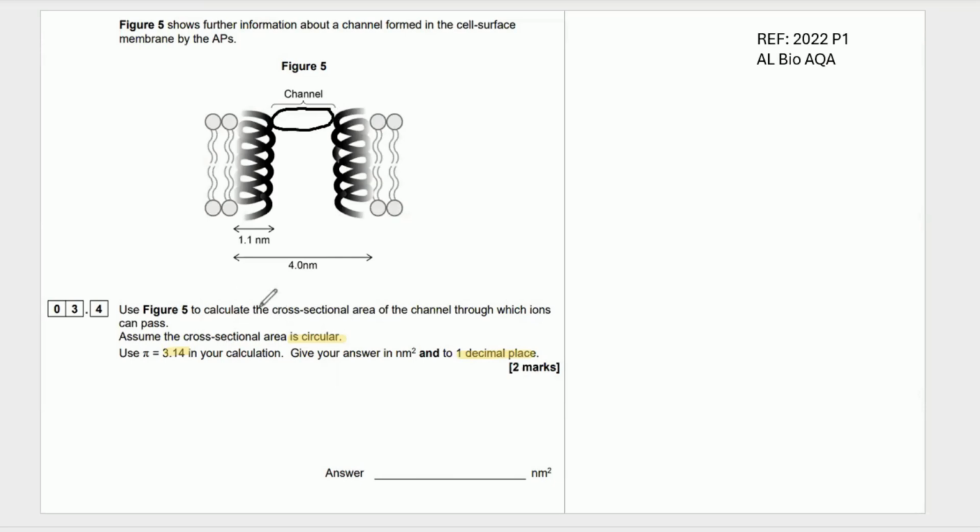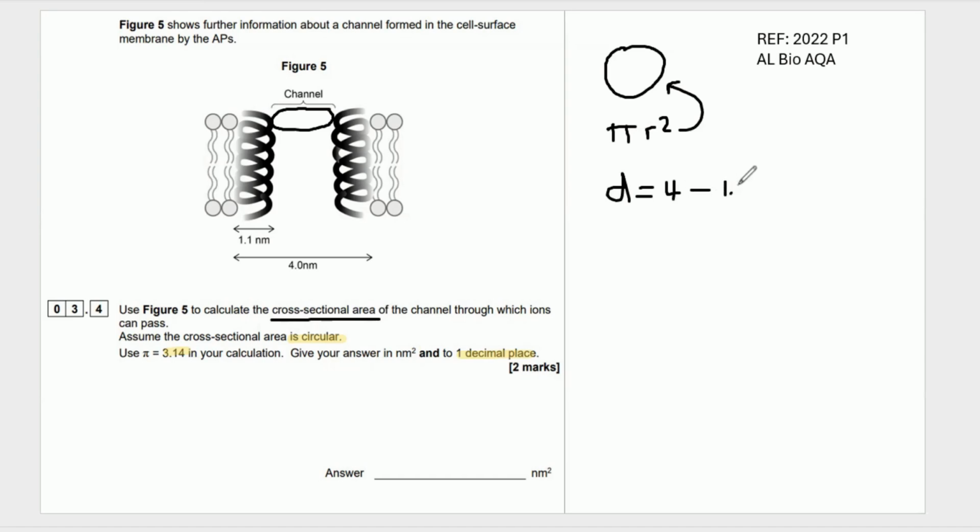Okay, so we're assuming this is a circle, and the question is asking us to work out the area of that circle. So we only want the area of that circle. You've got to know how to calculate the area of a circle. Hopefully you know that you use pi r squared to calculate the area of a circle. So we just need to do pi r squared, so we need to find out the radius of that circle.